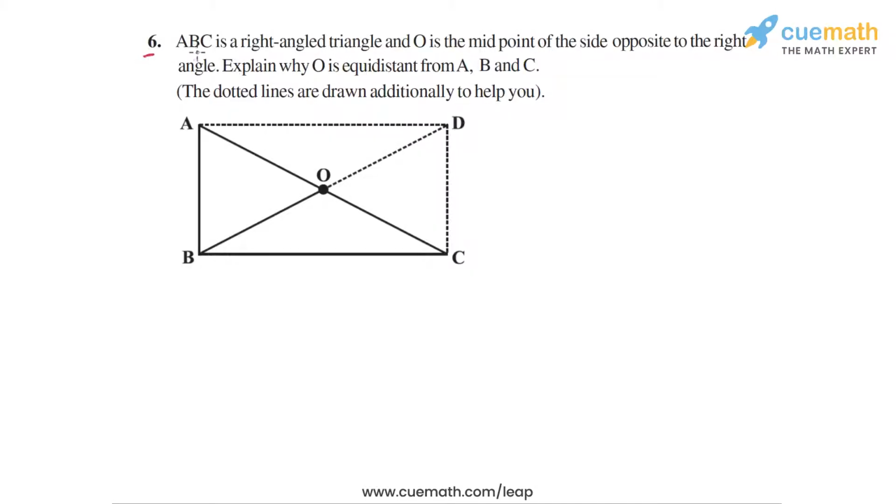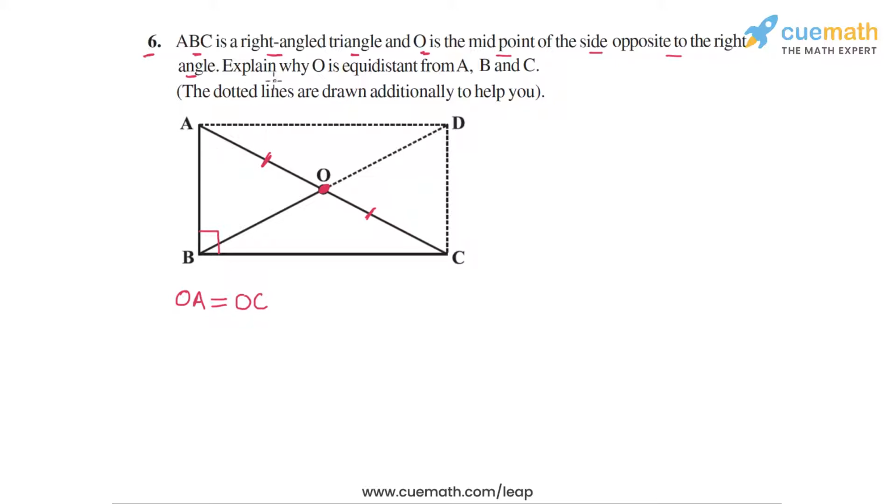Question 6 says that ABC is a right angled triangle and O is the midpoint of the side opposite to the right angle. So ABC in this figure is right angled at B, and this point O is the midpoint of AC. So OA is equal to OC because O is the midpoint of AC.